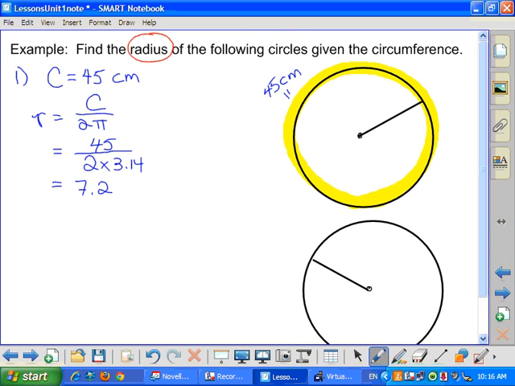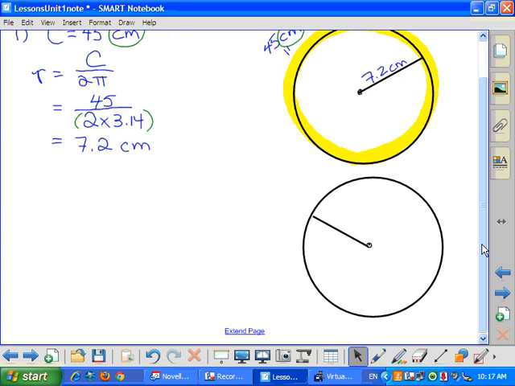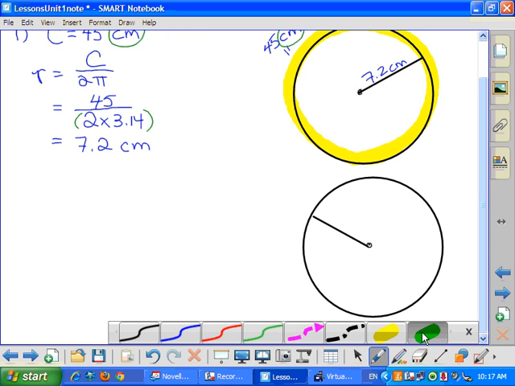What units is it going to be? I was told I'm working in centimeters, so my answer will be in centimeters. All right, so again, you need to make sure you put the bottom in brackets when you use your calculator. So the radius here is 7.2 centimeters. Okay, one more example with this, going in this direction.